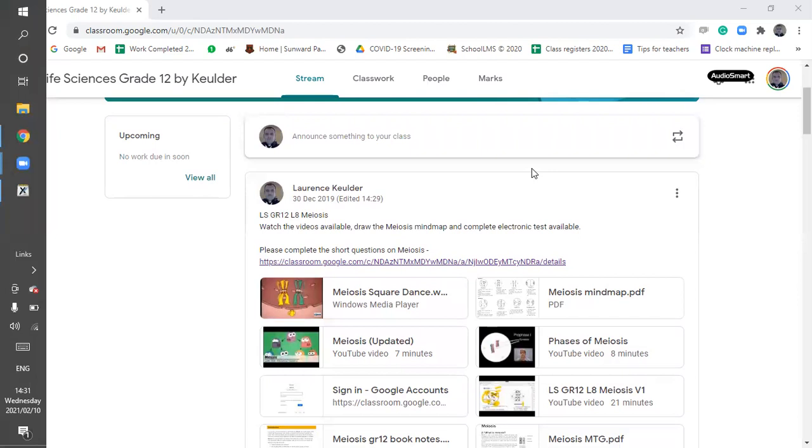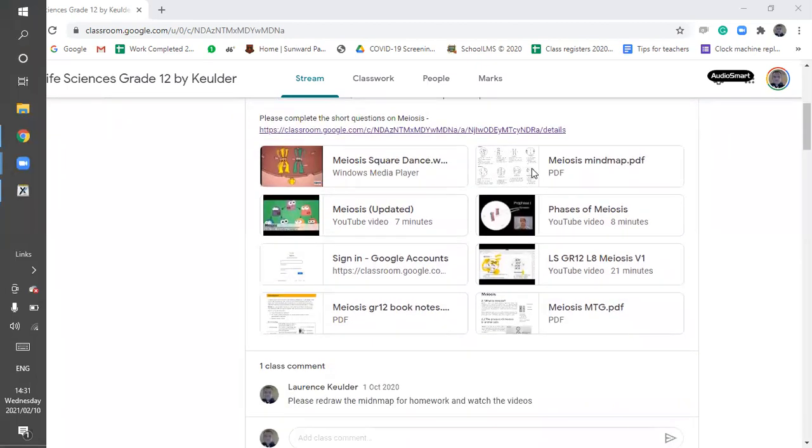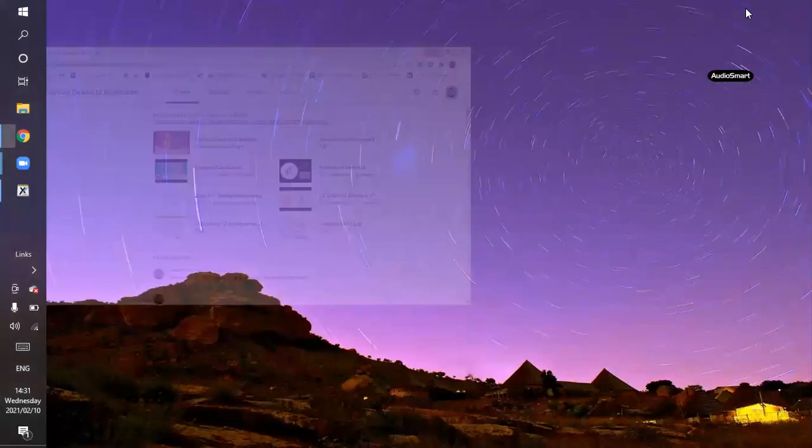I don't want you to use those old notes. If you've used the old Meiosis notes, I was teaching from them again, and they're impractical and horrible. Please throw them out. Use the new notes I've uploaded just now. You'll see it says Meiosis grade 12 book notes and Meiosis NTG, which stands for Mind the Gap, and that's what I'll be using to teach you today. I'll see if I can make up some new notes for Meiosis sometime, but the mind maps that I gave you to draw are very good, so use them.